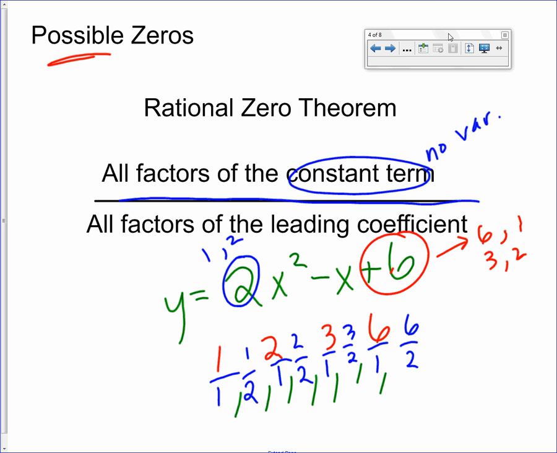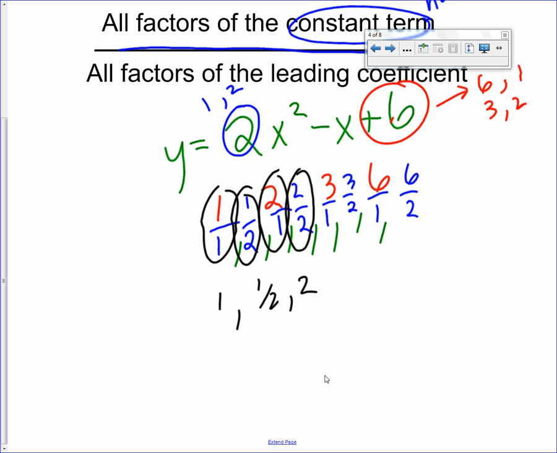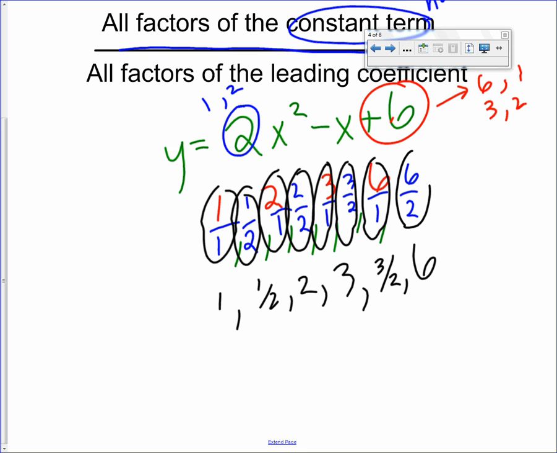And then I want to simplify wherever possible. I might have some repeats on my list. That's not important. We are only going to list each number once. So here I have the number 1. I also have the number 1/2. 2 divided by 1 gives me the number 2. 2 divided by 2 right here gives me 1, already on my list. I don't need to repeat it. 3 divided by 1 gives me the number 3. I also have the number 3/2. I also have the number 6 divided by 1, 6. And then lastly, 6 divided by 2, that's 3, but that's already on my list. So this here is a list of possible zeros.